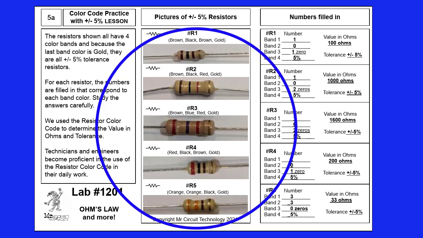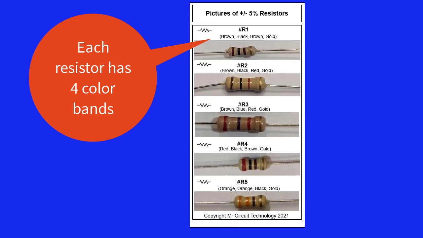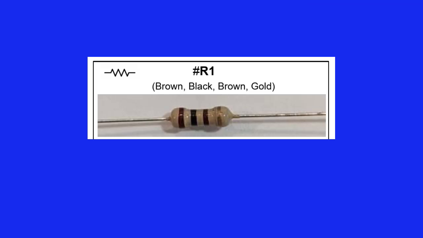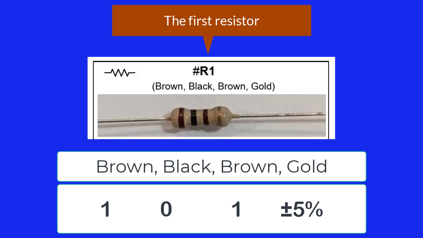I personally have it memorized because I use it every day. Here are 5 resistors that we are going to use in our practice with the color code. Notice that they each have 4 color bands. The first resistor has the colors in order from left to right of brown, black, brown, gold. Converting the colors to numbers would give us 1, 0, 1, with a tolerance of plus or minus 5%.